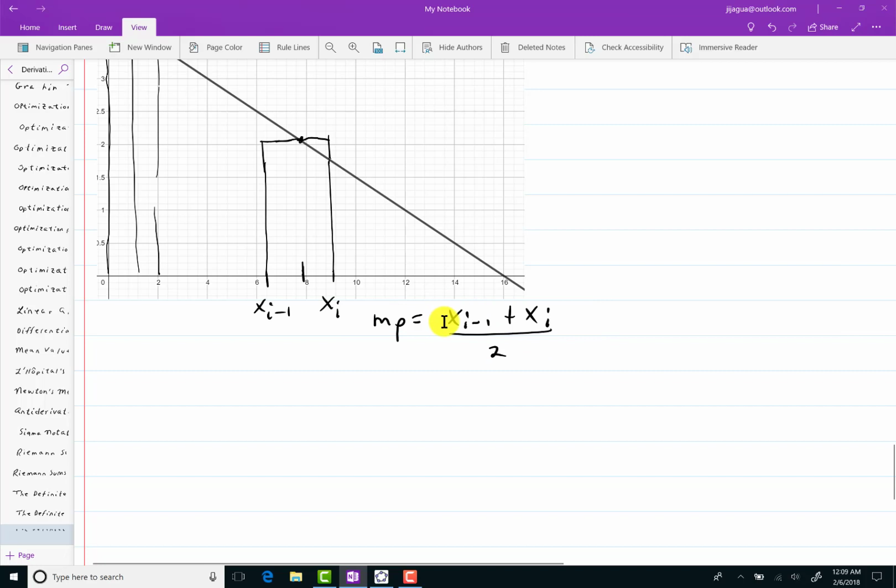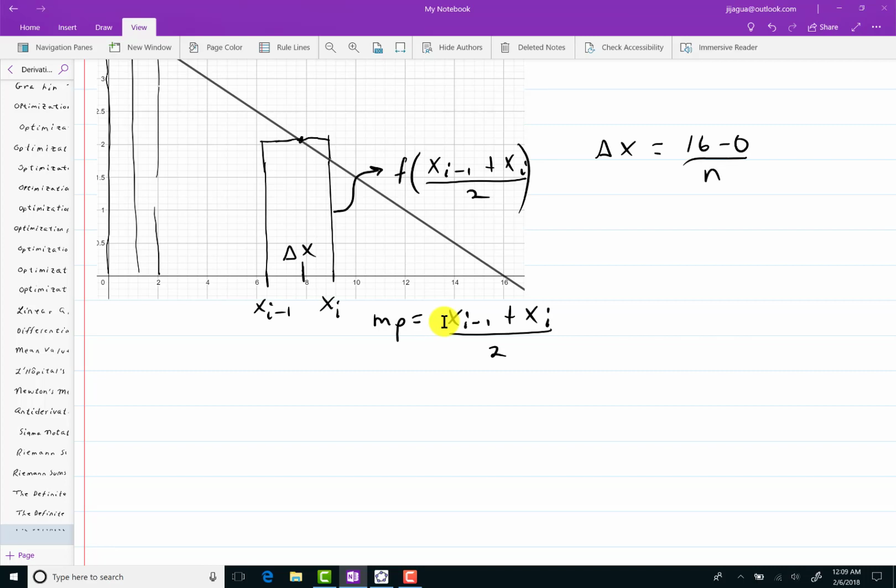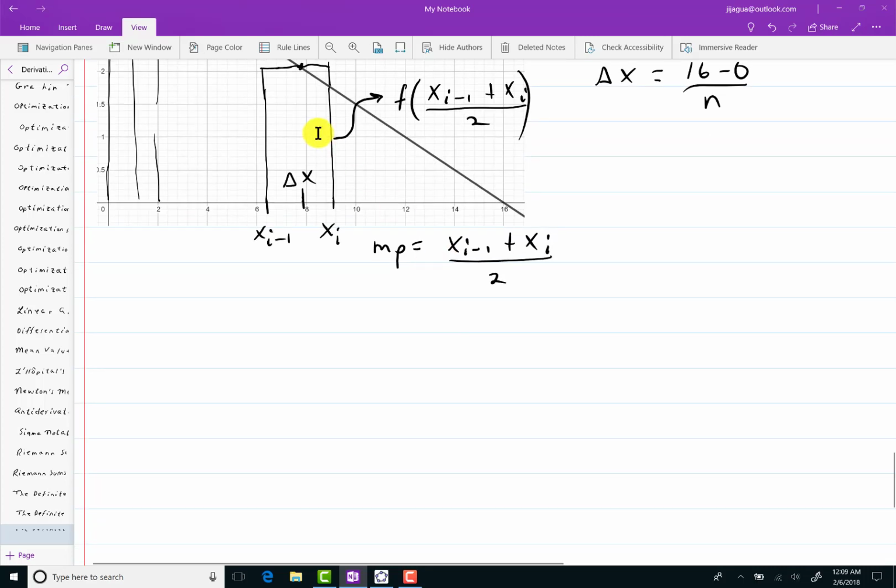The height, that's just the x value you've got to use. So the height, I guess I'll put here, f of x sub i minus 1 plus x sub i over 2. That's the height, and the thickness is delta x. As usual, delta x equals 16 minus 0 over n. So let's throw these things in here. The area of this one particular rectangle is f of x sub i minus 1 plus x sub i over 2 times delta x.